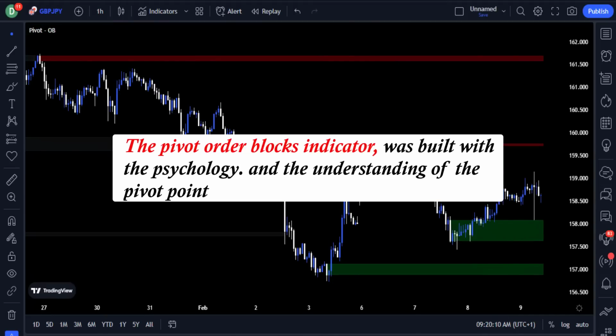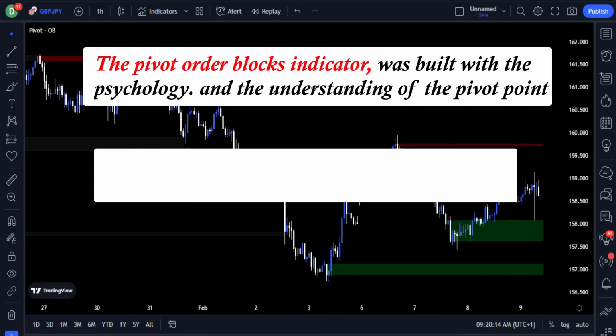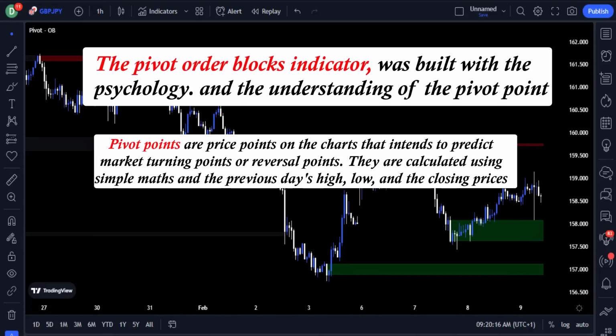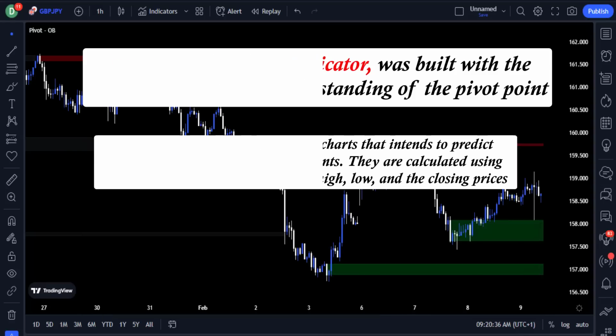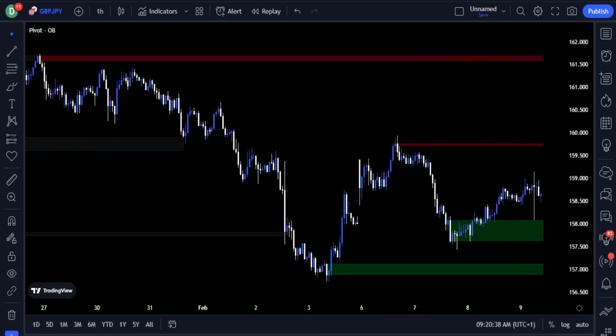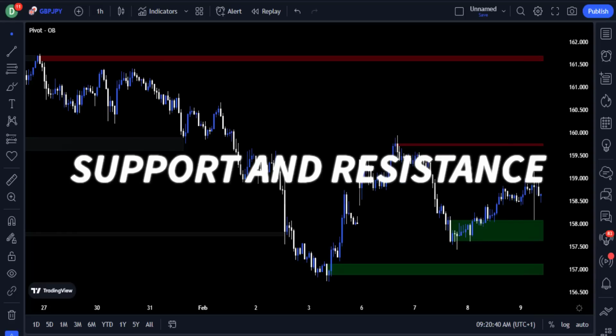So the pivot order blocks indicator was built with the psychology and the understanding of the pivot point. And as you should know by now, pivot points are price points on the charts that intend to predict market turning points or reversal points. They are calculated using simple maths and the previous day's high, low, and closing prices. In the financial market, some day traders use pivot points to determine levels of entry, stop losses, and then profit taking, by trying to determine where the majority of other traders may be doing the same. This works because pivot points provide the trader with classic levels of support and resistance.